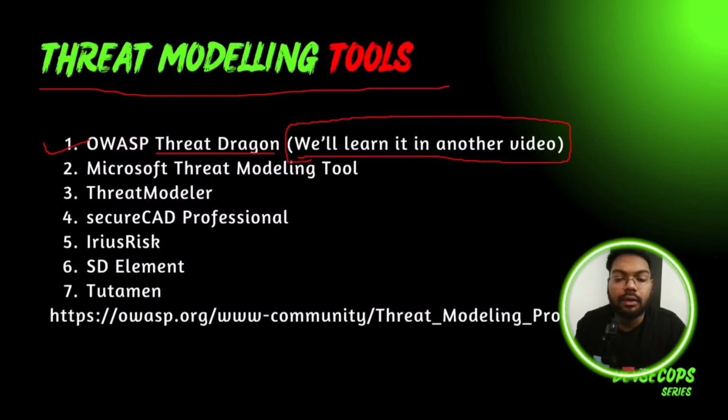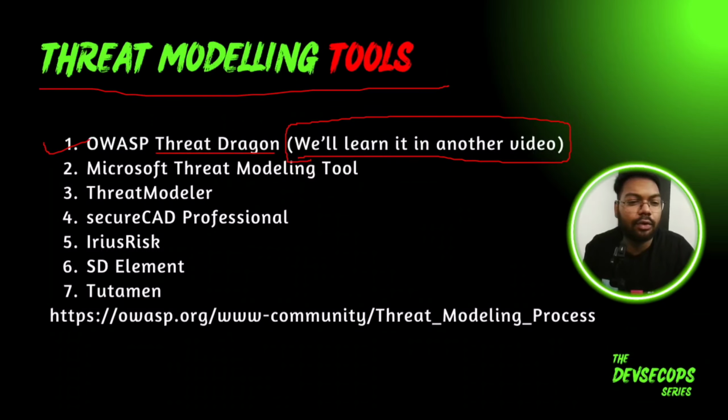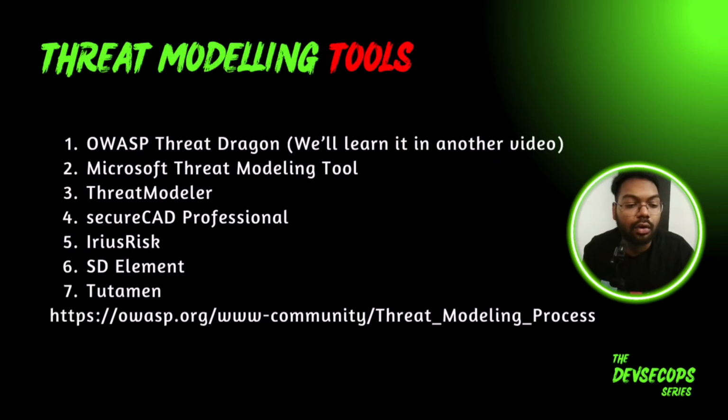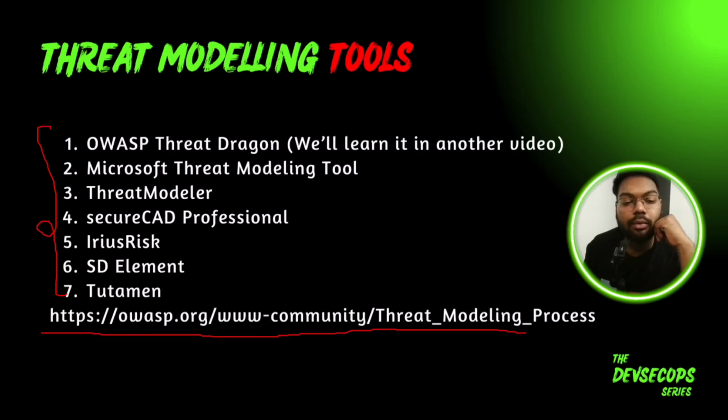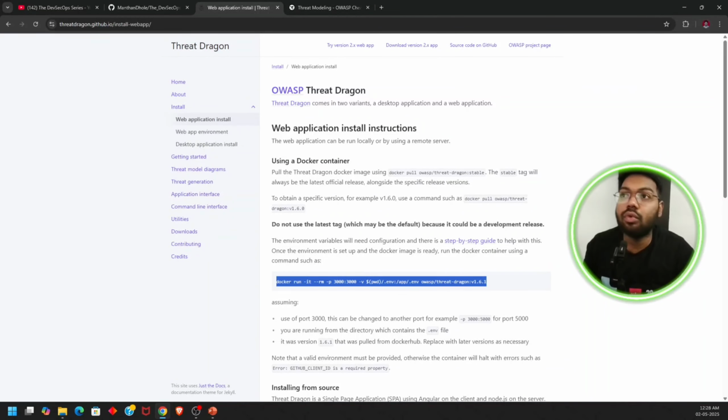Then the other one you can see is the Microsoft Threat Modeling Tool. It is also a free version and you can look into it as well. Then Threat Modeler, SecuriCAD Professional, IriusRisk, SD Elements, Tutamen. These are different famous threat modeling tools that your organization can adopt, and you can suggest your organization to try these out, run a POC and see what the different benefits are of using these particular tools. And then you can always visit this particular link, OWASP.org, www community threat modeling process, to know more about these things. So let's try to go over there.